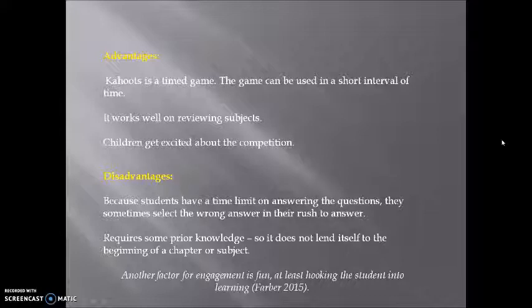And this is a quote from Barber: "Another factor for engagement is fun, at least hooking the students into learning."